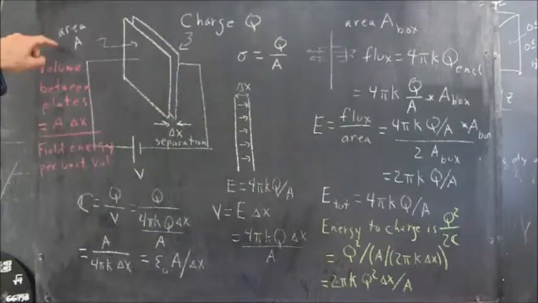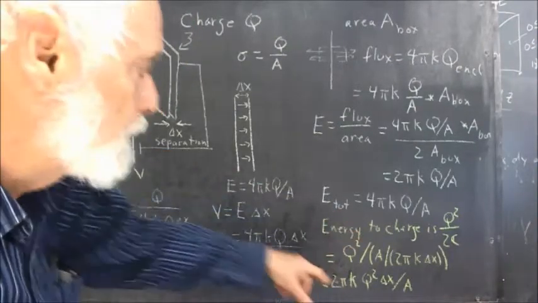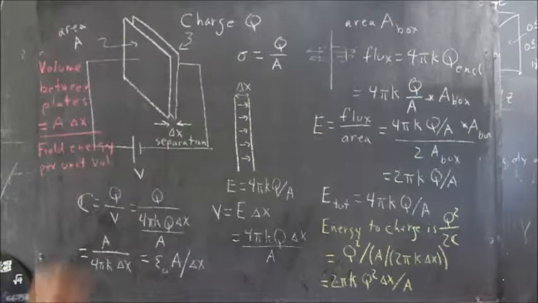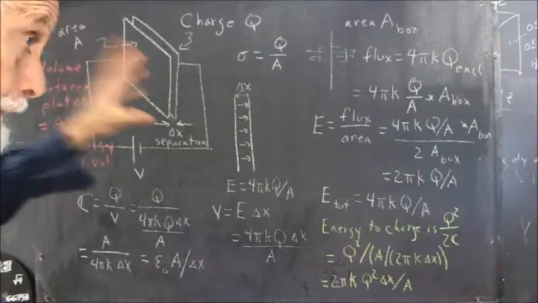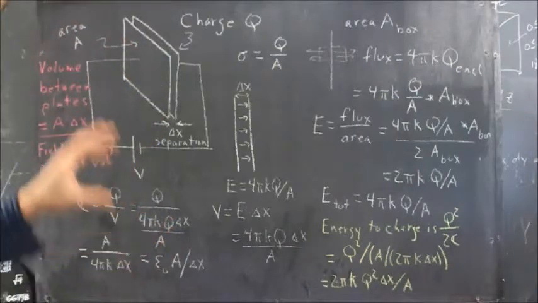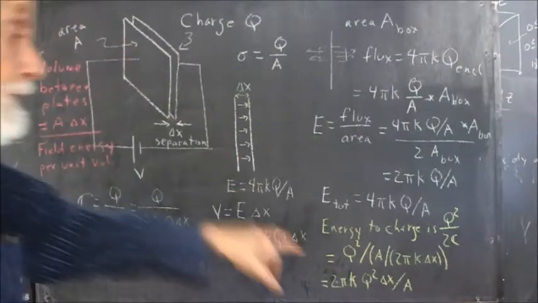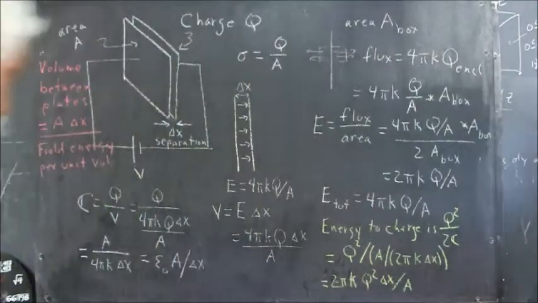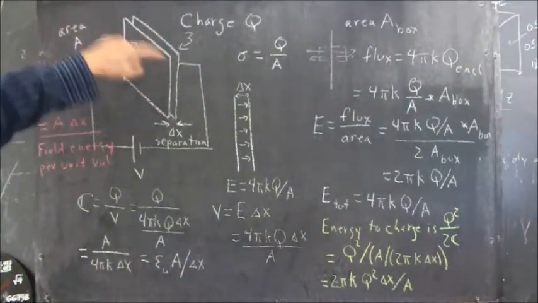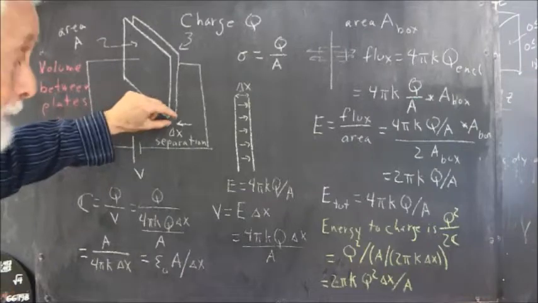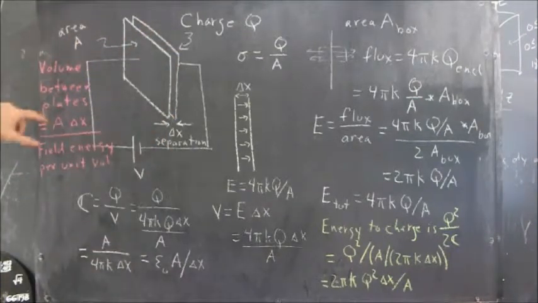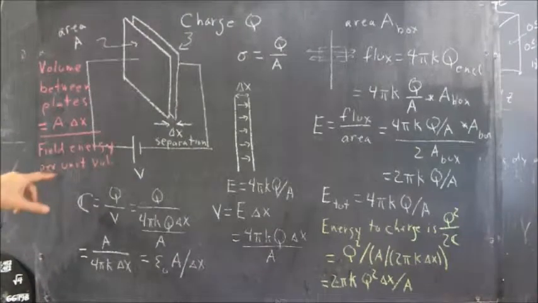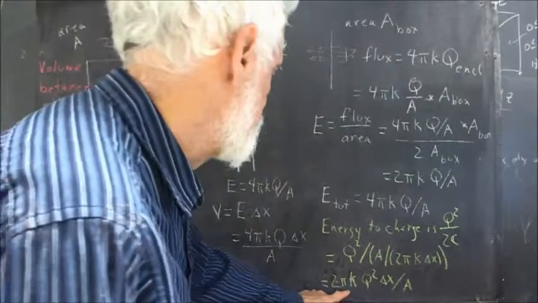Okay, I want to get the energy per unit area. Well, the energy per unit volume, I'm sorry, is just going to be this. The volume is just the area of a plate times delta x. It's very straightforward. So the volume between the plates is A delta x. So the field energy per unit volume that I was about to write out would be this expression divided by A delta x.